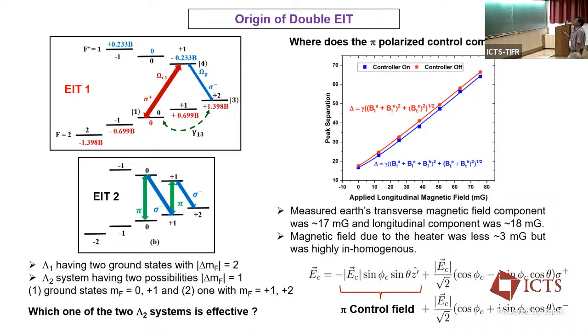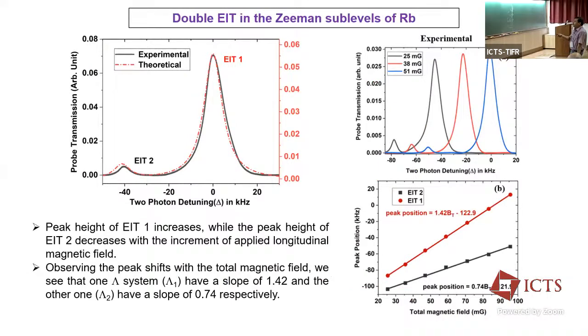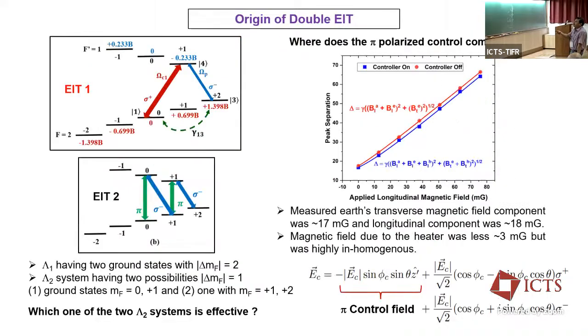So we wanted to know the origin of this double EIT. This was our targeted system, and we got the EIT1 of that. But if you measure the slopes from here, the other EIT has to come from a system like this. This is also a lambda system, but not as sigma plus, sigma minus. It is sigma minus, but with a pi transition over here. Now, how can you get a pi transition?